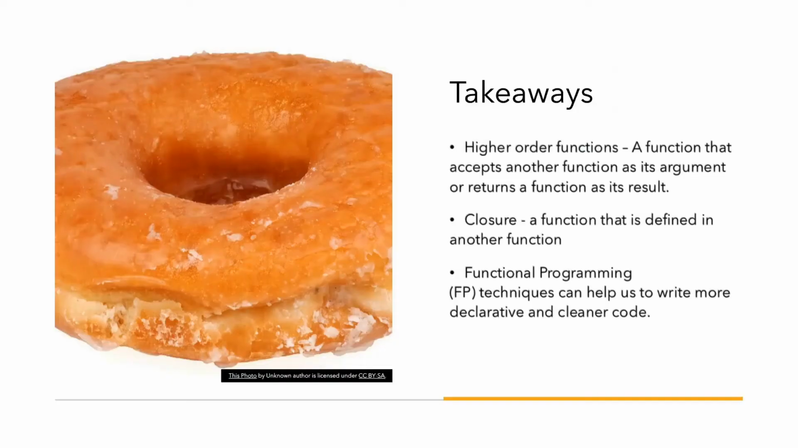Key takeaway for this lesson: higher order functions are functions that accept another function as its argument or return another function as its result. Closures are functions that are defined inside another function. In other words, a function within a function. Functional programming techniques can really help us to write more declarative and cleaner code. If we use them appropriately, our code will be easier to read and maintain in the long run.